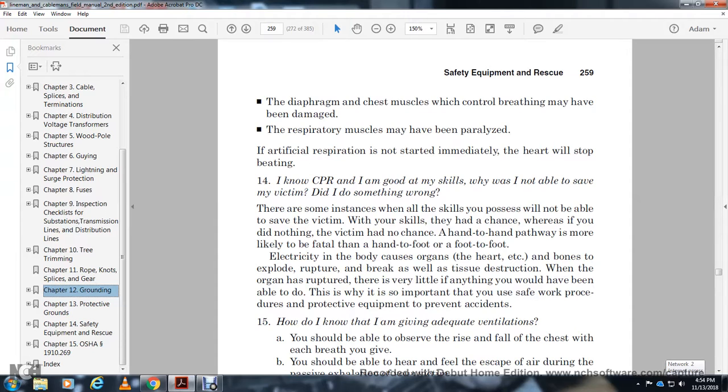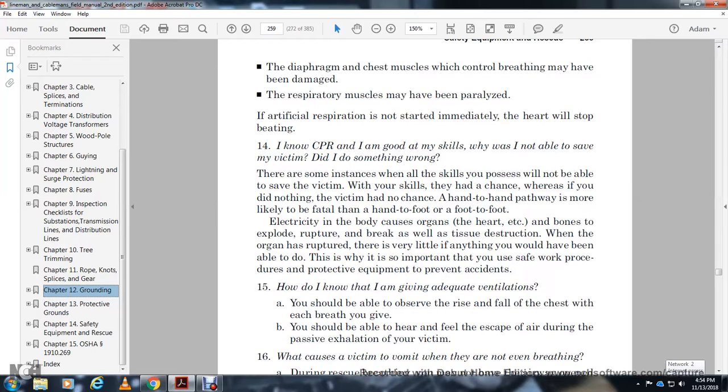Electricity through the body covers the organs and so on, causing bones to explode, rupture, break, as well as tissue destruction. When the organs have ruptured, there is very little anything they have been able to do. But this is why it's important to use the safe work procedure for the equipment to prevent accidents.